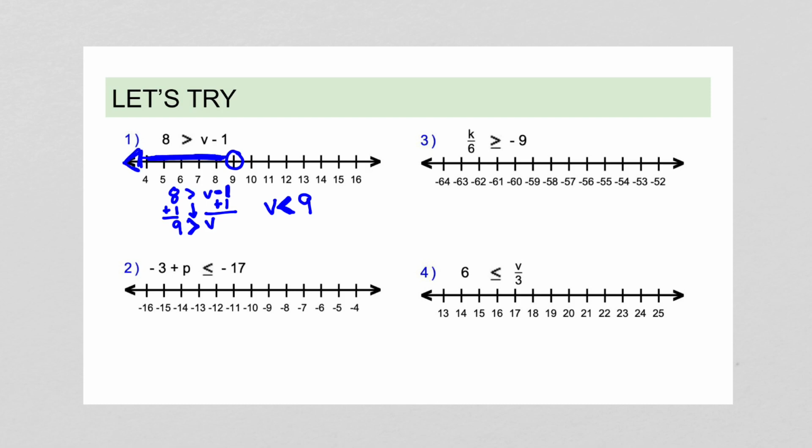And I'm going to include an arrow on the end, because it doesn't have to be visible on my graph. Like 0 is not on my number line, but I know that 0 is smaller than 9, so I have to include that arrow on the end.